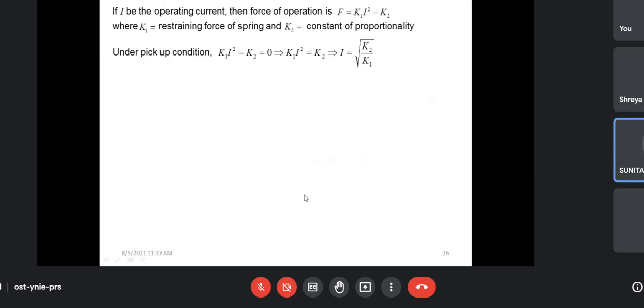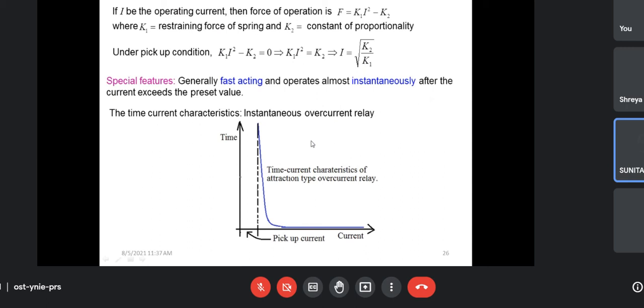Now, if I is the operating point current, then the force applied will be proportional to I square, and that will be in opposition to the restraining force. So K1 I square minus K2, right? Under pickup condition, or on the verge of operation, the summation of these two will be zero. From there, we can find out the current and set it accordingly. K2 will be dependent on spring dimension, and K1 will be dependent on the magnetic circuit design.